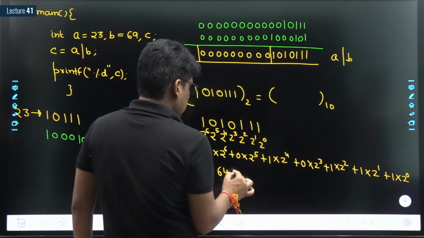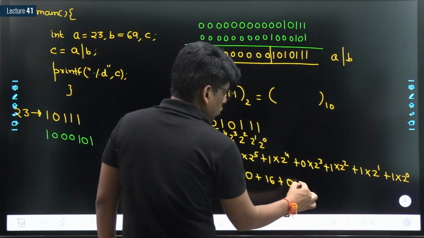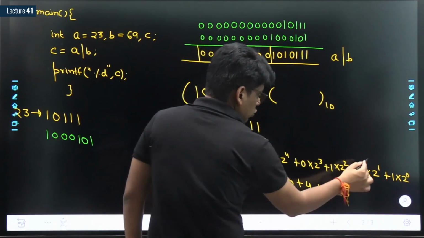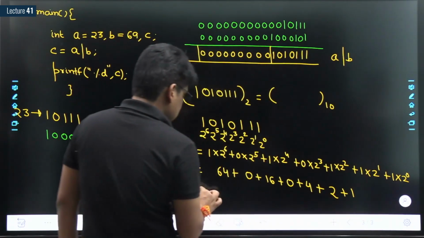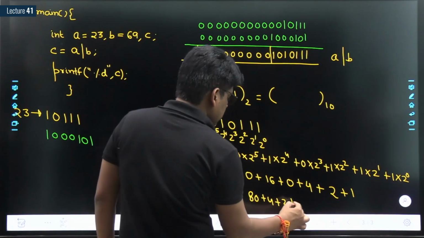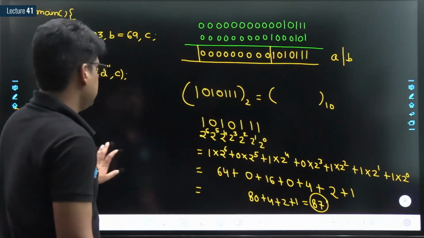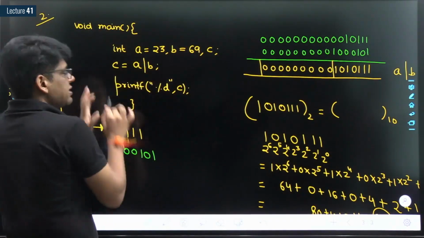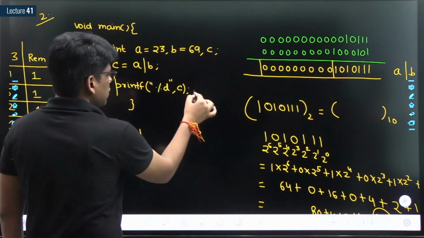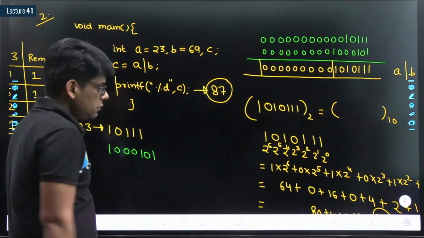Sir, 64, 0 into something is 0, 2 to the power 4 is 16, 0 into something is 0, 2 to the power 2 is 4, 2 to the power 1 is 2 and 1. What is the answer? So 64 plus 16, 80, plus 4 plus 2 plus 1, I hope it is 87. Sir, the answer will be 87. That means the actual value that goes inside C is 87. What is the output of this code? The output of this code is 87. So, I hope you got an idea how the bitwise OR operator works.